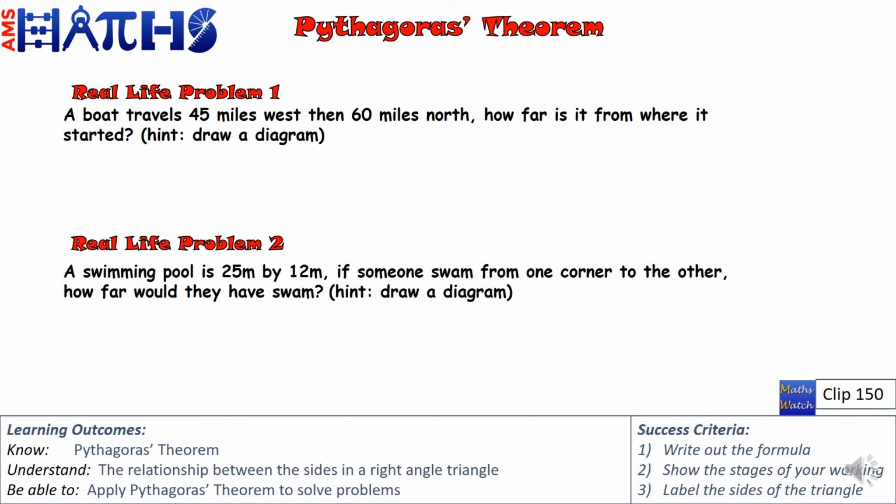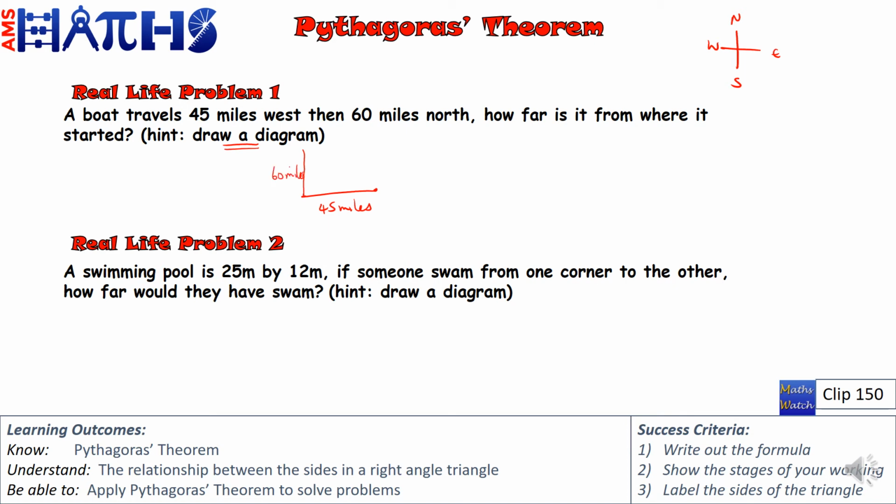Now we're going to do some real life problems with Pythagoras' theorem. Okay, so it says a boat travels 45 miles west and 60 miles north. How far is it from where it started? Hint, draw a diagram to help you. So we know our directions: north, south, west, east. So the boat would have started at a point but traveled west for 45 miles and then traveled north 60 miles.